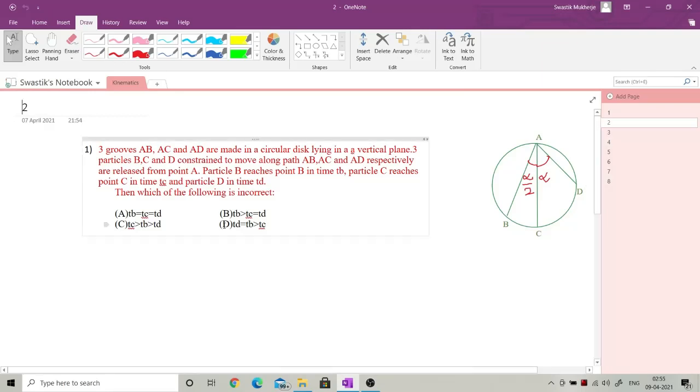Okay, next problem. 3 grooves AB, AC, and AD are made in a circular disc lying in a vertical plane. 3 particles B, C, and D, constrained to move along paths AB, AC, and AD respectively, are released from point A. Particle B reaches point B in time TB, particle C in time TC, and particle D in time TD. Which of the following is incorrect?